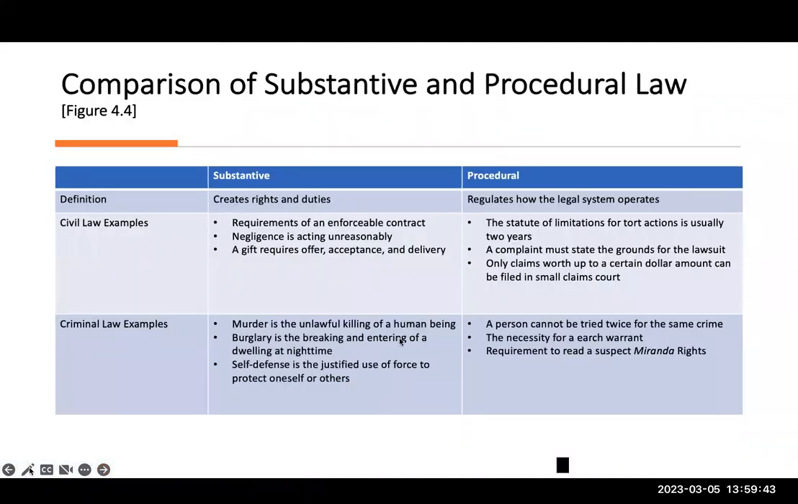Figure 4.4 of the textbook, set forth in this slide, is a good summary of the differences between substantive and procedural laws and provides examples of that. So again, make sure that you review that and are familiar with that.